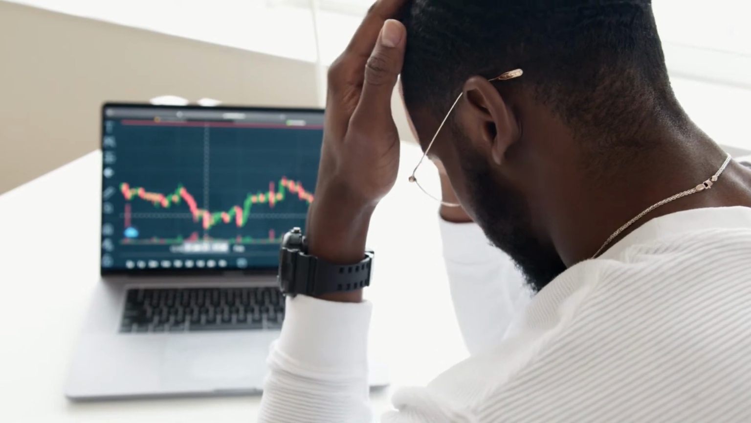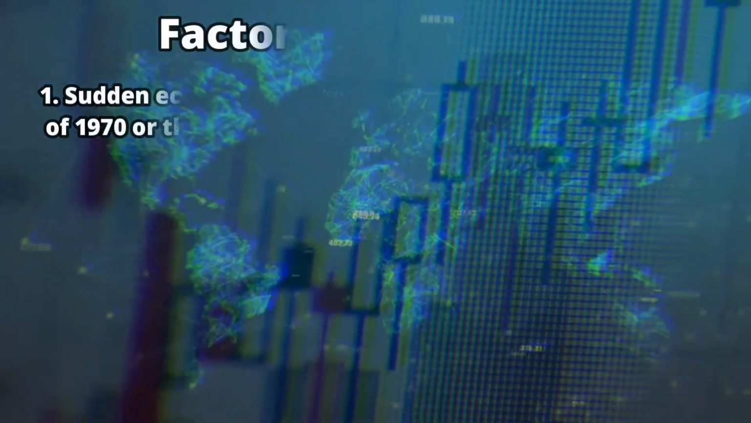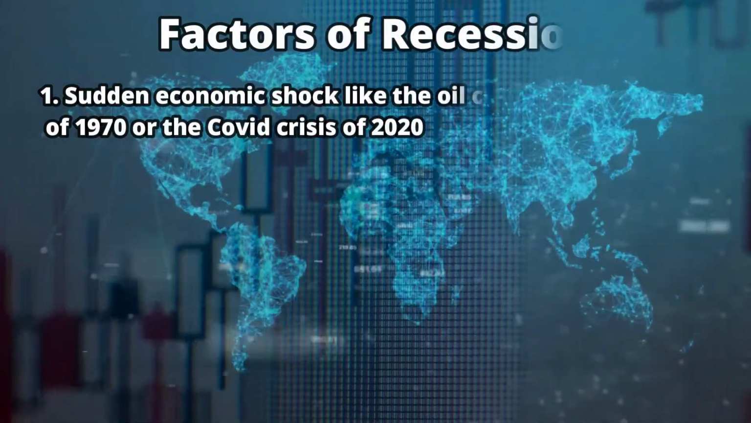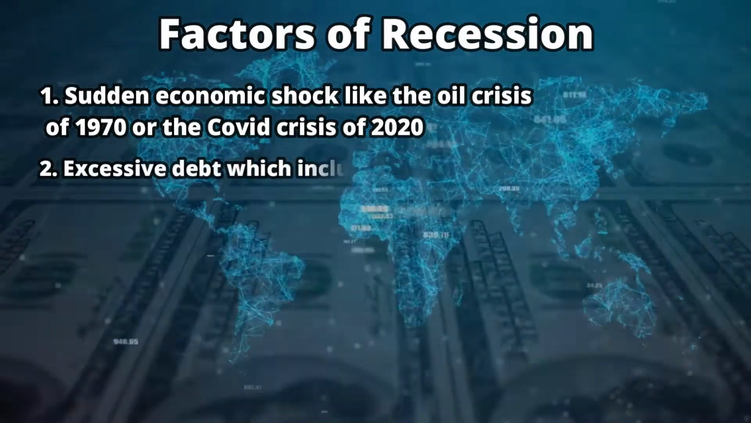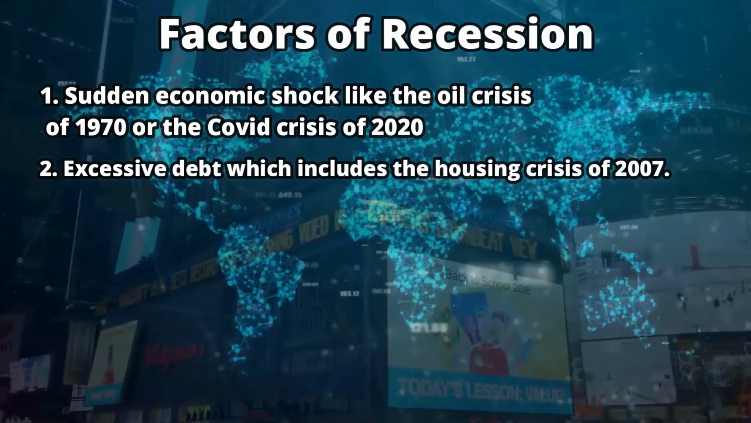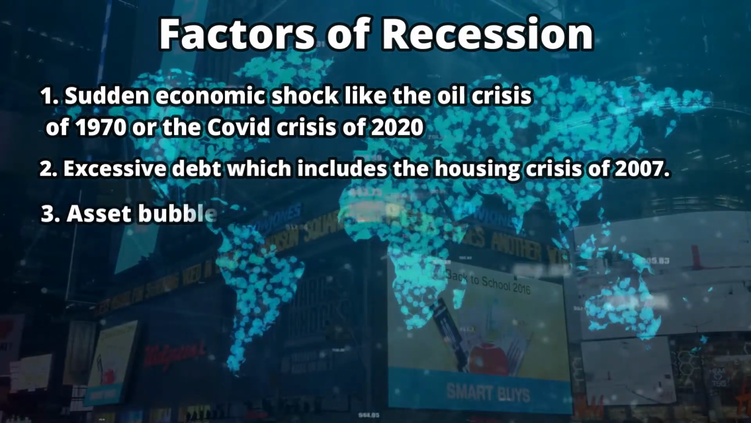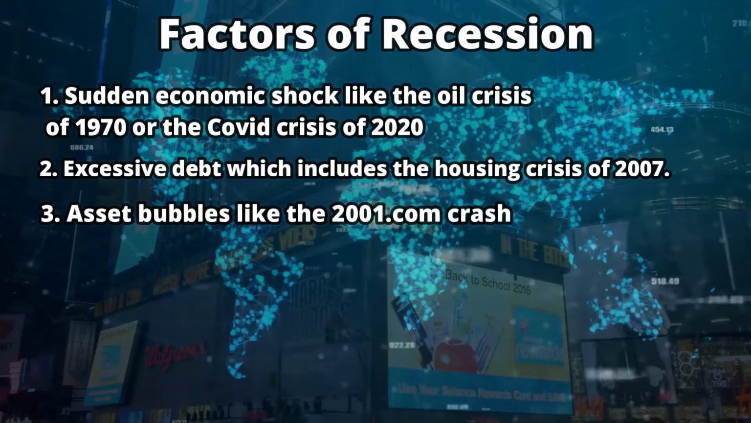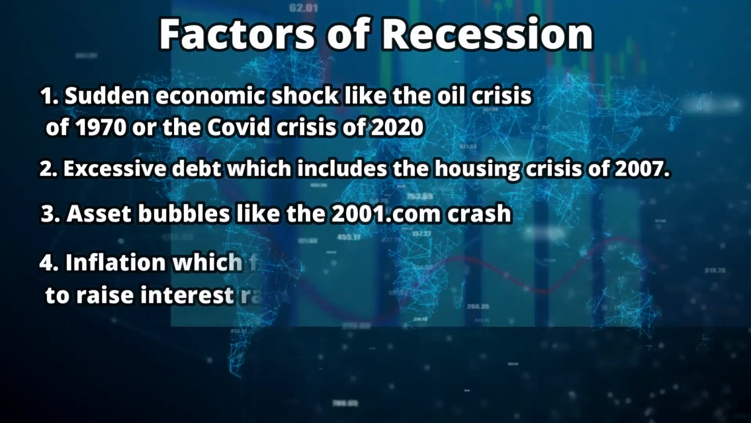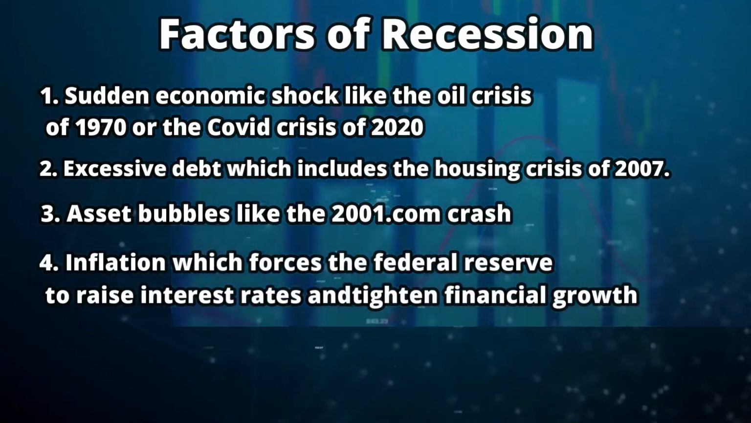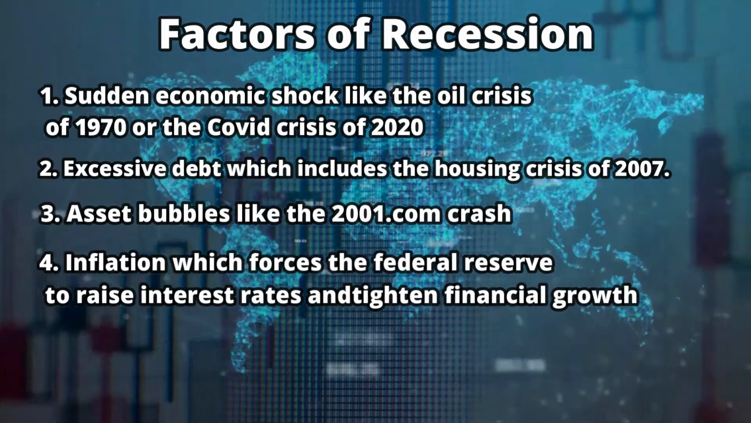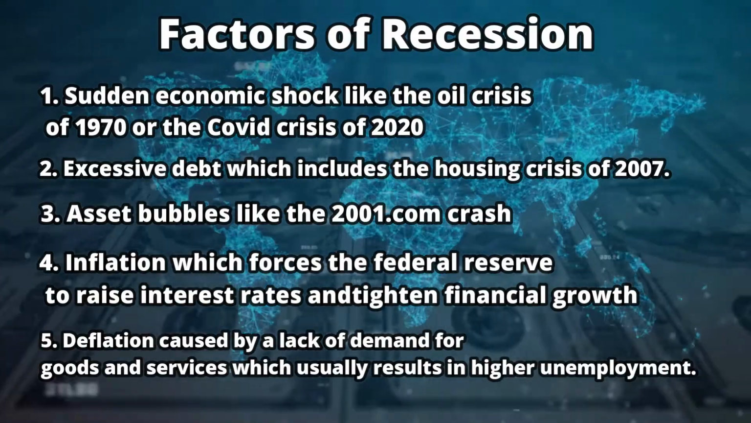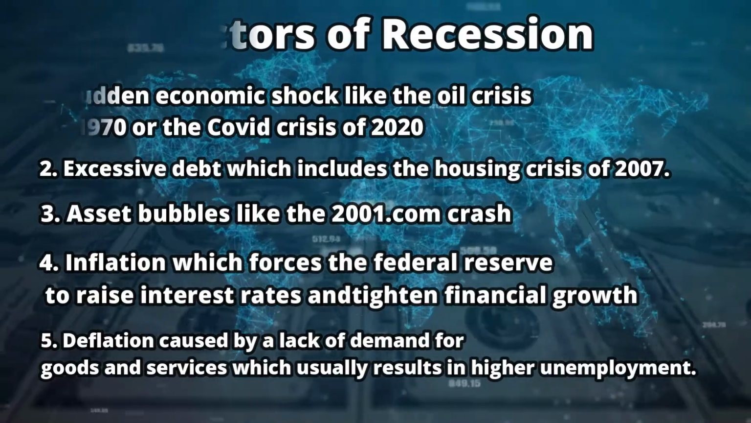However, when looking at the similarities between prior recessions and what we're experiencing now, we can observe that the 5 primary shifts are usually: 1. Sudden economic shock like the oil crisis of 1970 or the COVID crisis of 2020. 2. Excessive debt, which includes the housing crisis of 2007. 3. Asset bubbles like the 2001 dot-com crash. 4. Inflation, which forces the Federal Reserve to raise interest rates and tighten financial growth. And 5. Deflation caused by a lack of demand for goods and services, which usually results in higher unemployment.